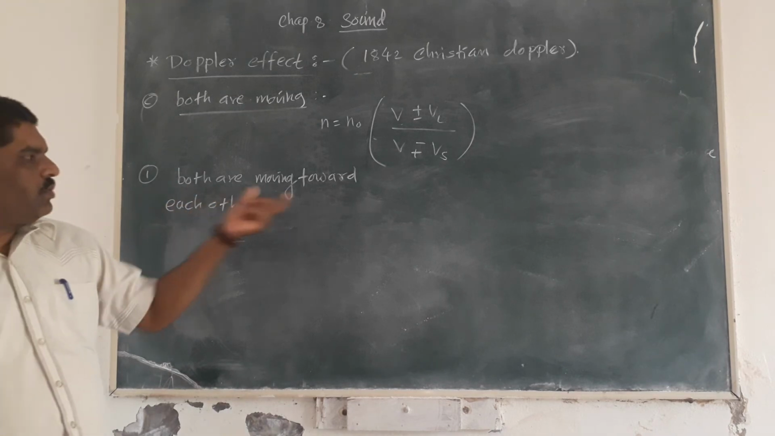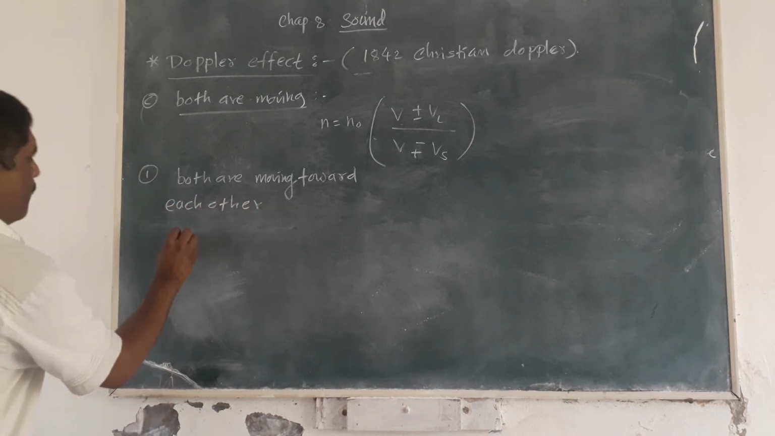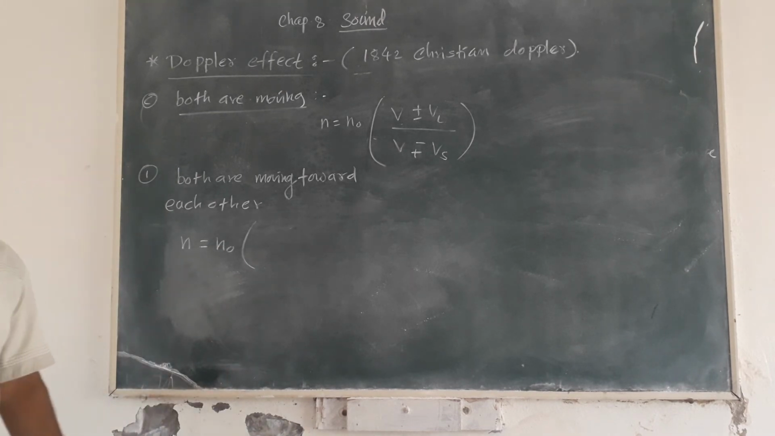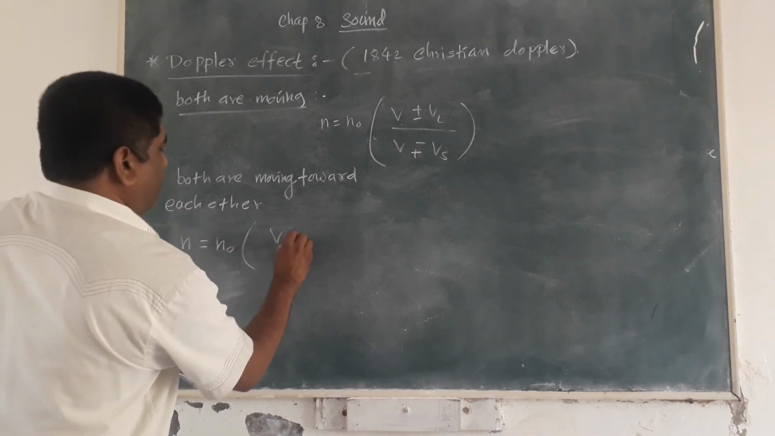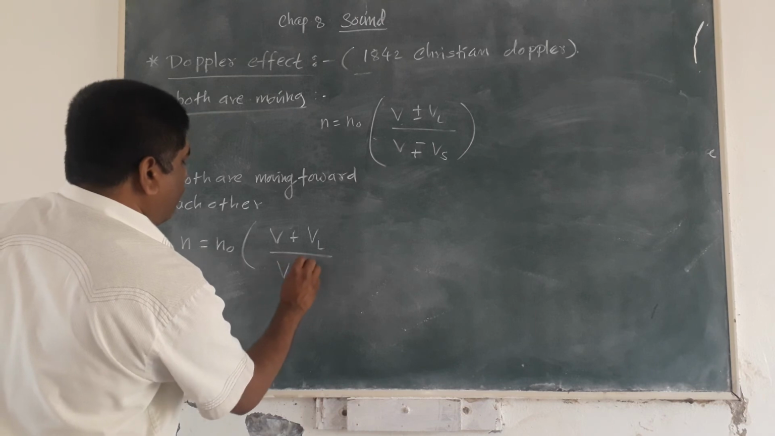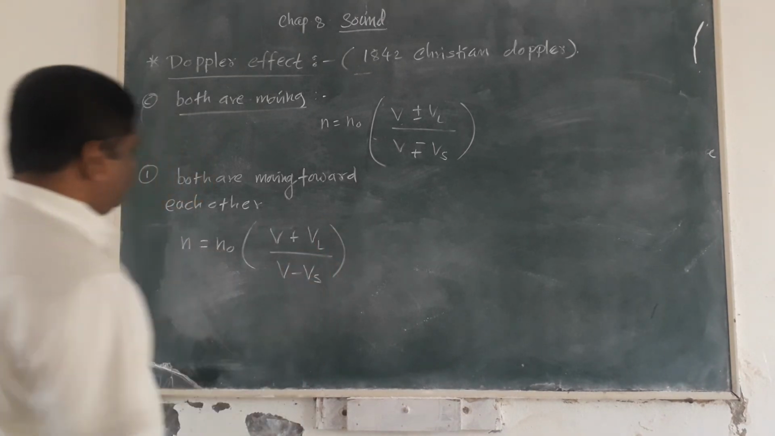Both are moving towards each other, then the apparent frequency or change in frequency is equal to n is equal to n0 into bracket V plus VL divided by V minus VS.